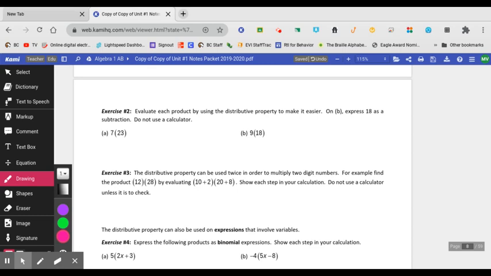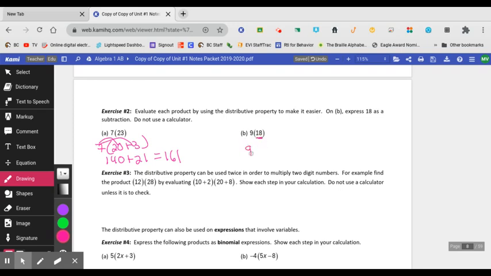Exercise number 2, evaluate each product by using the distributive property to make it easier. So we're going to express 18 as a subtraction. Don't use a calculator. That's just a hint. So here we're going to do 7, and we're going to break 23 into 20 plus 3. Then we distribute. 7 times 20 is 140, plus 7 times 3 is 21. That equals 161.